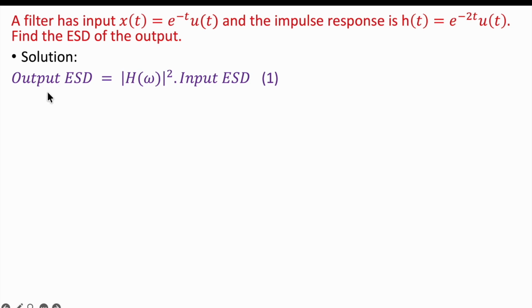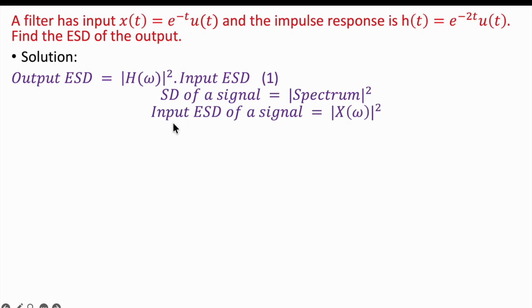So we know that the output energy spectral density equals the square of the modulus of H of omega, which is the impulse response of the system in the frequency domain, multiplied by the input energy spectral density. The input spectral density of the signal equals the square of the spectrum, that is, the modulus of X of omega squared.